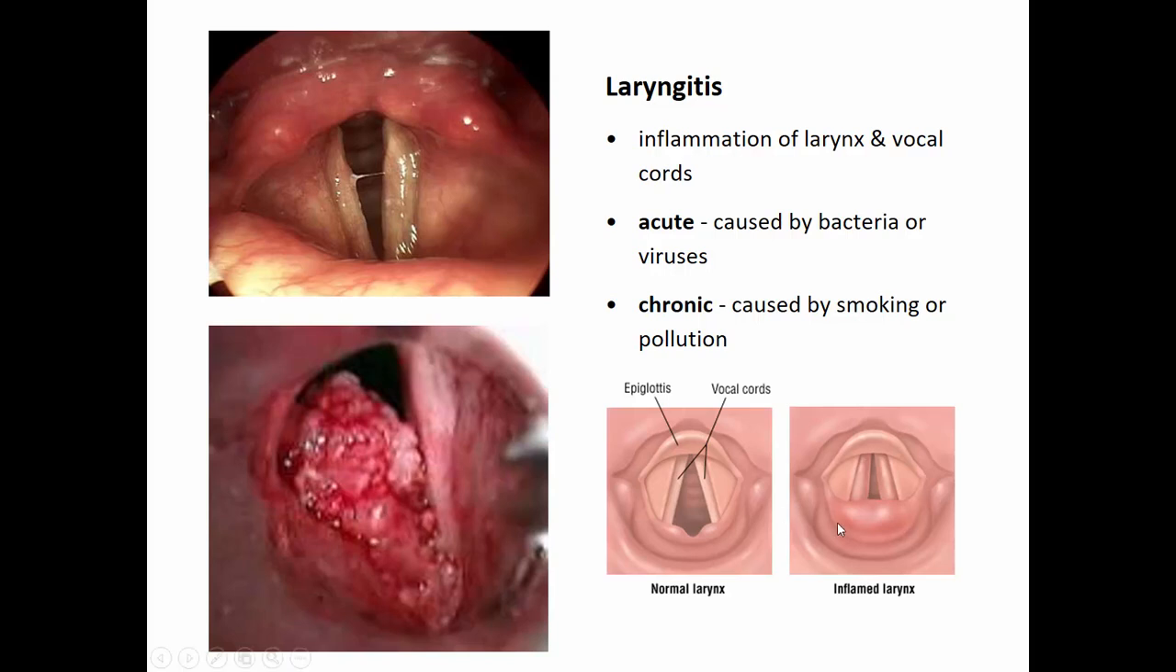When our larynx becomes inflamed, the vocal cords change their shape, and that's going to then affect our ability to produce sound. On the left here, this is a tumor that has formed on the vocal cords. So this is laryngeal cancer, and this is almost exclusively caused by smoking.